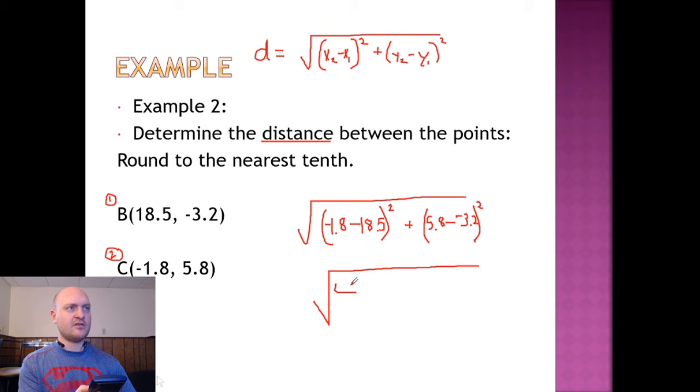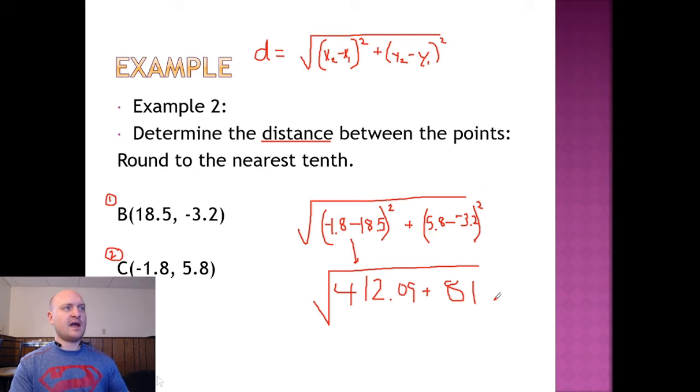So we're going to take that number and square it. I get 412.09. That's the first number I get of just doing the subtraction and squaring. Next, I have the 5.8, take away a negative 3.2, and then squaring it. I had 9 actually here, so 9 squared is 81.